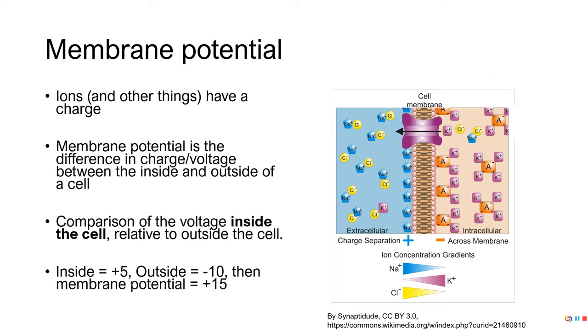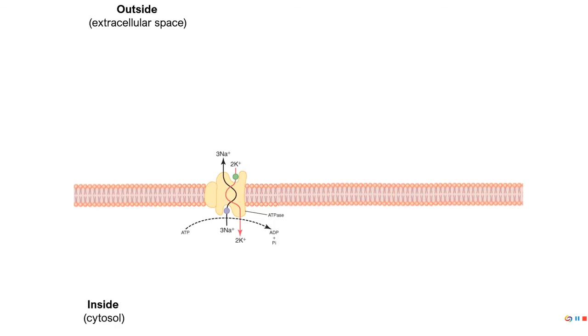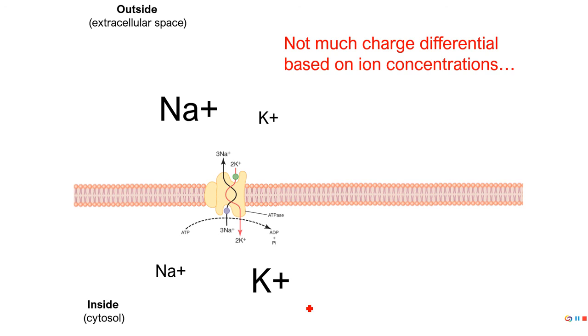Now, since ions are able to cross the membrane, the membrane potential is able to change. Just to remind you, there is more sodium outside of the cell than inside, and more potassium inside the cell than outside. That's why we've got a big font for sodium on the outside and a big font for potassium on the inside. Now, based on the differences in ion concentration, there really isn't a difference in charge.